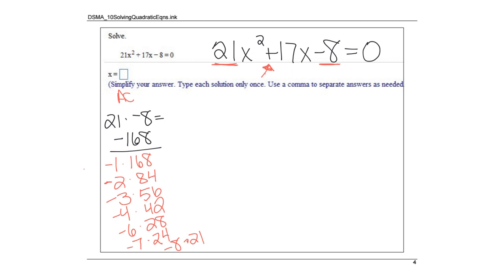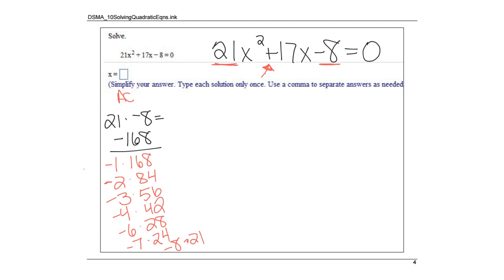Okay, so what I did is I took 168 and I just kept dividing by each number. I divide it by 2, I divide it by 3, I divide it by 4. It's not divisible by 5, so I skipped 5. I divide it by 6, I divide it by 7, divide it by 8, and I think I'm close to being done here. I think that's it.